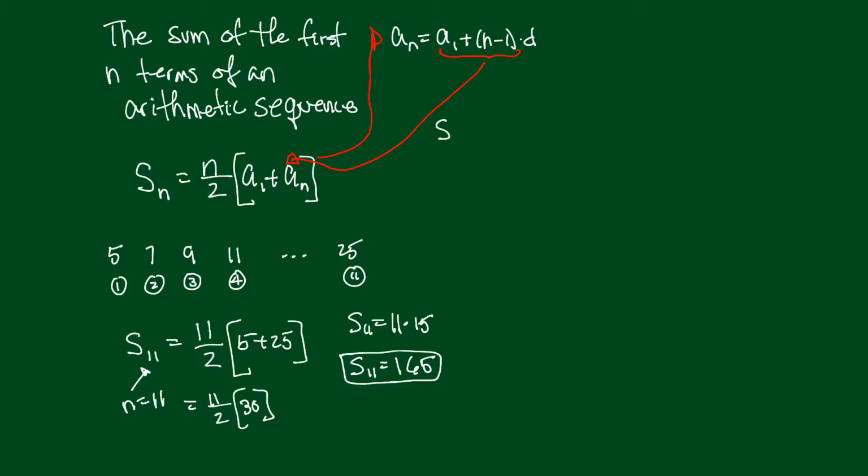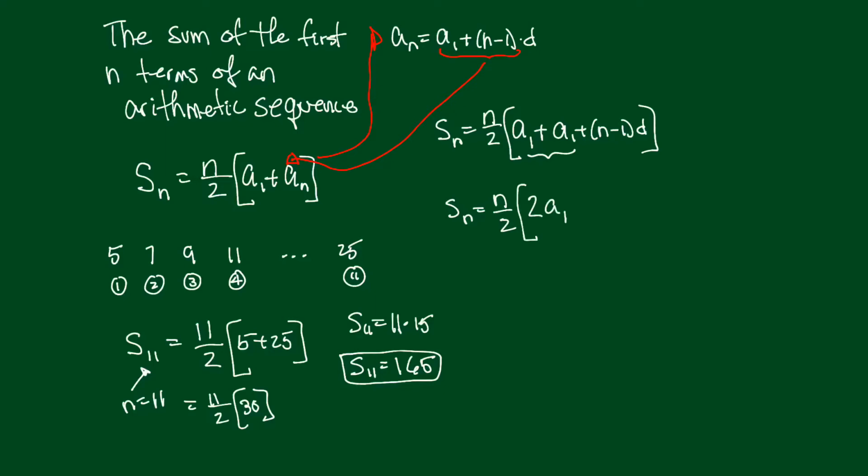We will get S sub n is equal to n over 2 times a1 plus, now what is a sub n? I'm just putting in that formula that we developed just a few minutes ago. It's a1 plus n minus 1 d, which I can simplify a little bit here. This will be S sub n equals n over 2 times 2a sub 1 plus n minus 1 d.